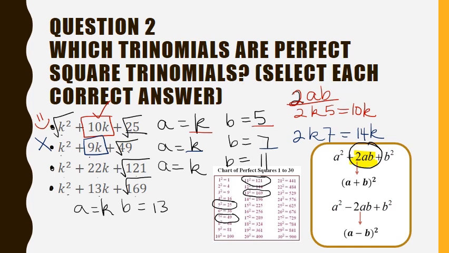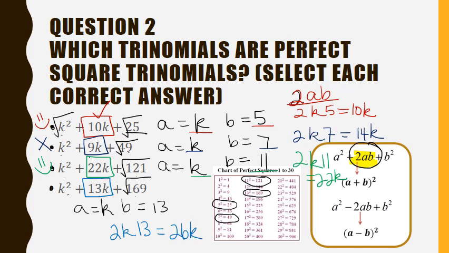So the third one down, I'm looking for 22k. So 2 times a, my a was k, my b was 11. 2 times 11 is 22k, so that one is true. And then lastly, I'm looking to try to equal 13k. I'm testing 2ab, so 2 times my a, which is k, times my b, which is 13. 2 times 13 is going to give me 26, and I still have that k. That does not equal that 13 that was there, so that is not a solution.